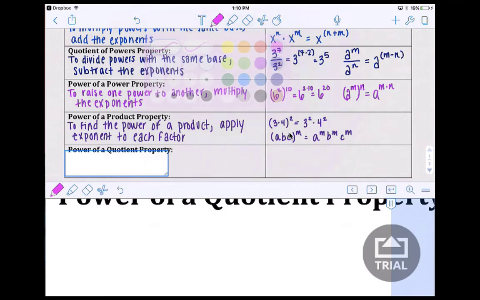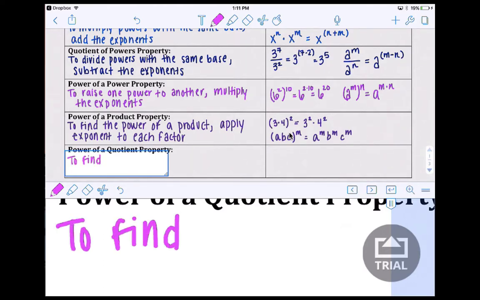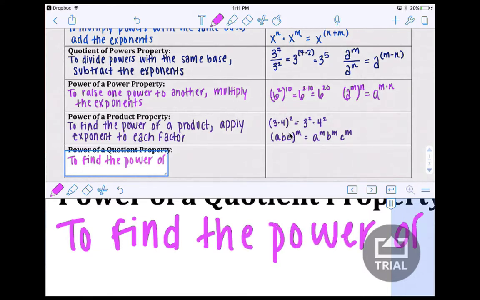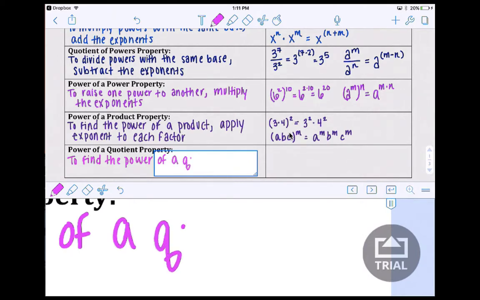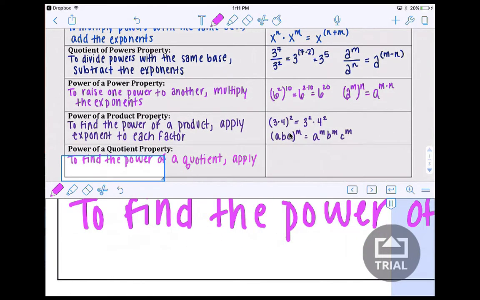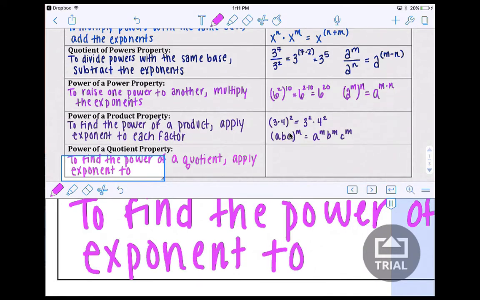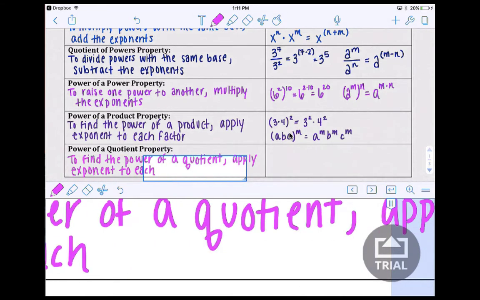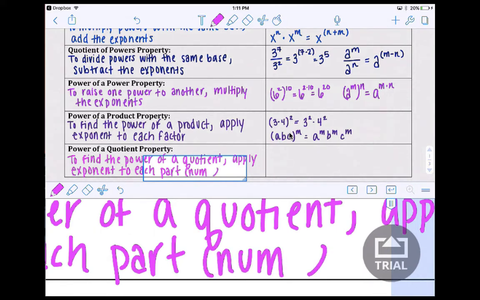And finally, the power of a quotient is very similar to power of a product. So to find the power of a quotient, or fraction, Q-U-O-T-I-E-N-T, you're going to apply the exponent to each part, meaning the numerator and the denominator.